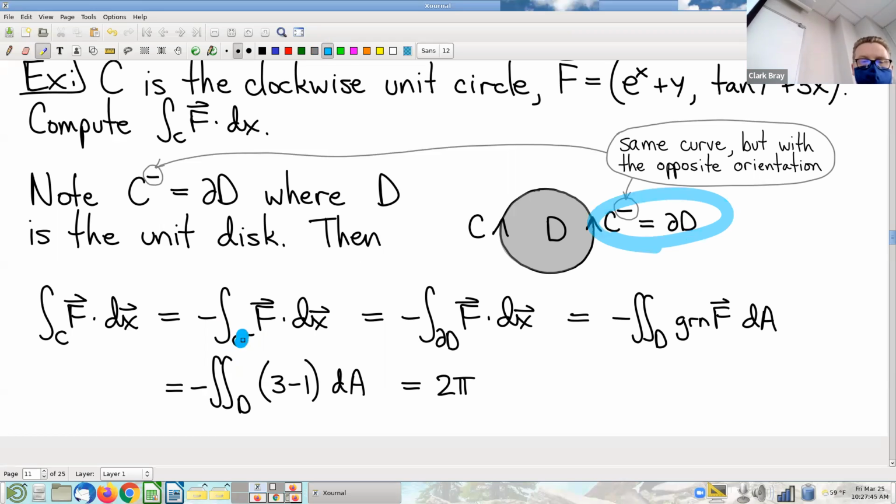C minus is literally a boundary. So let's denote that. The fact that it's a boundary is very important to how we're going to compute it. So I want to indicate explicitly C minus is that boundary. And having made that note, now I see I've got exactly what Green's theorem addresses.